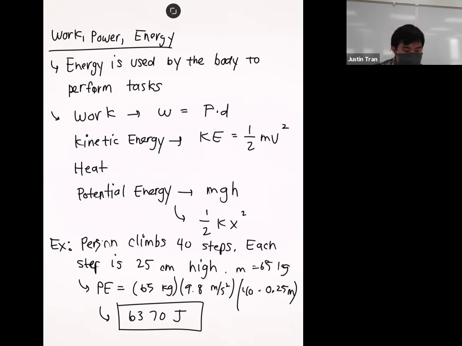Where the misconception comes in is in terms of how much energy the body actually expended to climb up those 40 steps. Are there any questions on this before we talk about that? I'll admit that I did this too when I first learned about energy. I said that if I climb up these stairs, I can compute exactly how much energy my body is expending. But unfortunately, it's not like that.